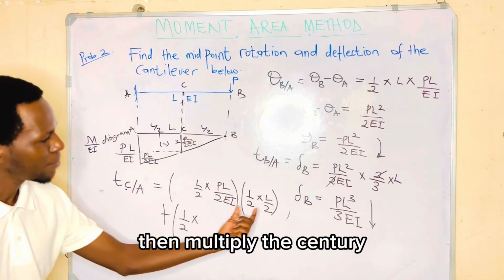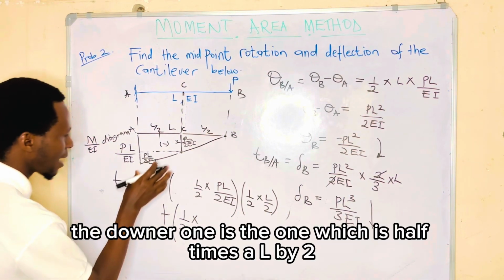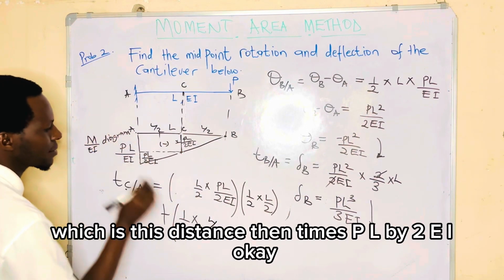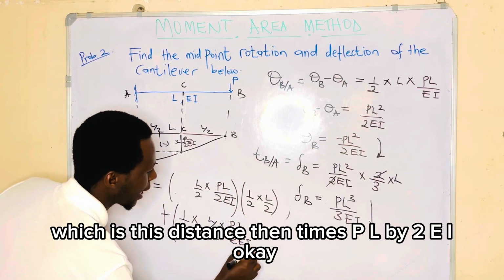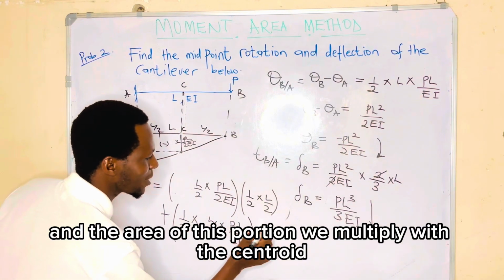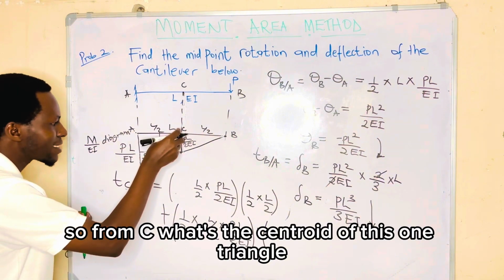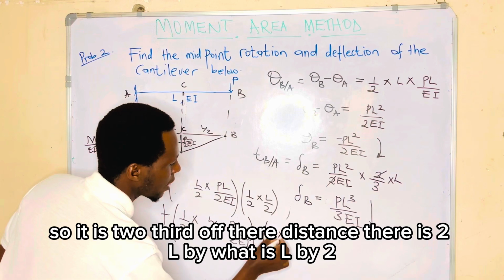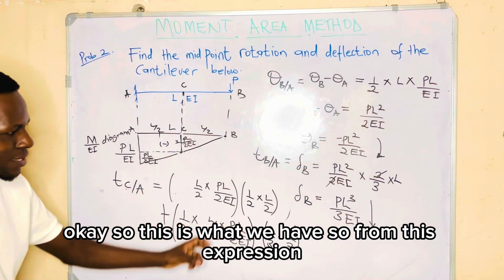Okay. Then multiply the centroid. Then the triangle, the lower one, is the one which is half times L by 2, which is this distance, and then times PL by 2EI. Okay? This is the area of this portion. And the area of this portion, we multiply with the centroid. The centroid should be the distance from C. So from C, what's the centroid of this one? Triangle. So it is 2/3 of the distance, that is 2 times L by 2. Okay, so this is what we have.